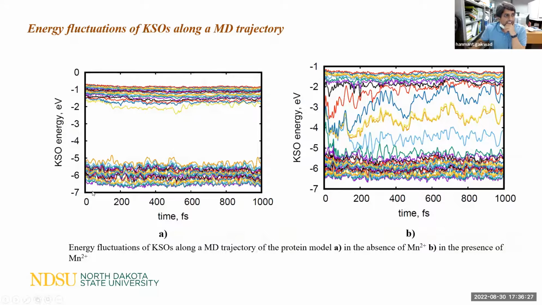Then I plotted the Kohn-Sham orbitals for the MD trajectory. Here, if you see, there is some energy gap that we observed, but we didn't get the energy gap for the protein metal ion model.